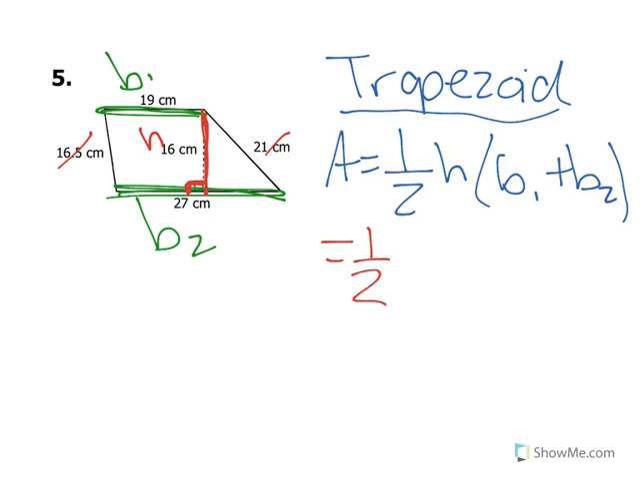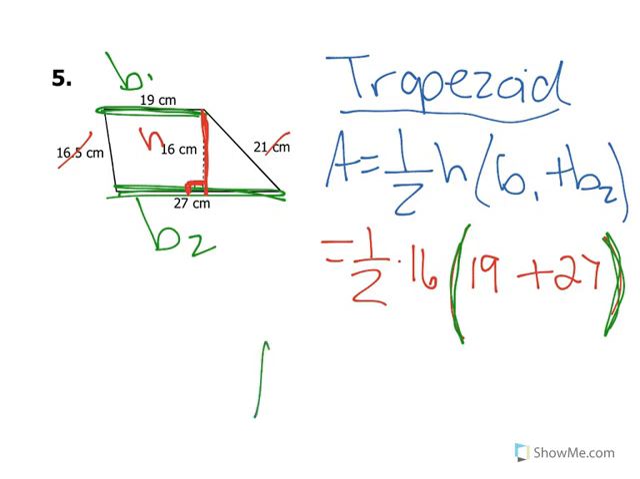So 1/2 times 16, and then base 1 plus base 2, in parentheses, 19 plus 27. Now, if you put this into your calculator, that's fine. Just make sure you type it in exactly how it's written, meaning that you need to have parentheses around the 19 and the 27, or you won't get the correct value back out. So the area in this case would be 368 centimeters squared.